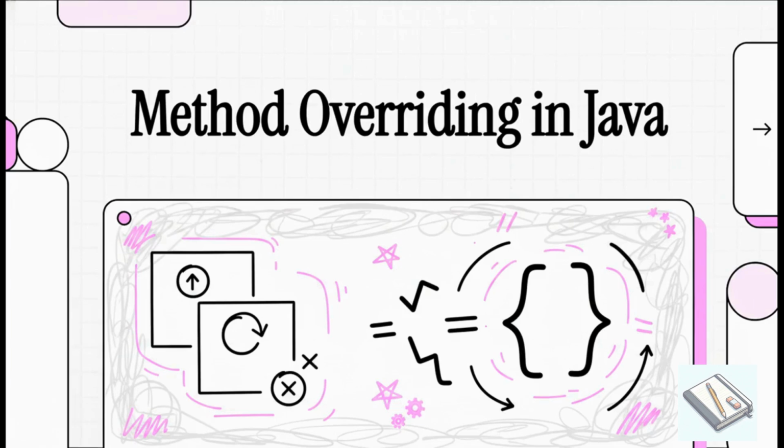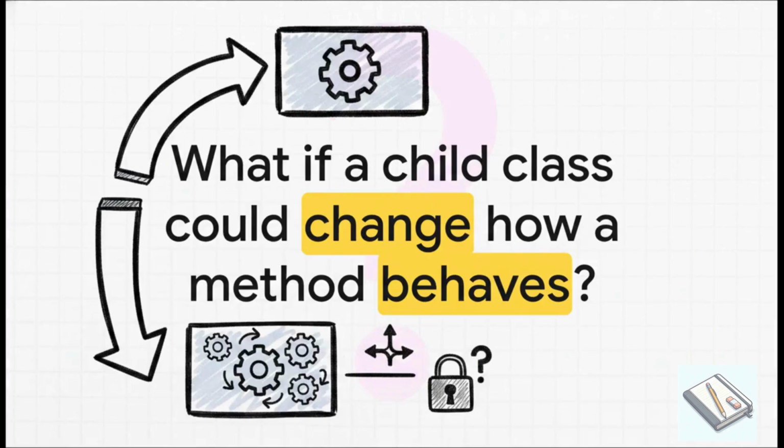Let's dive into a core concept in object-oriented programming, method overriding. It's one of those ideas that, once it clicks, totally changes how you think about building flexible and powerful software. In this explainer, we're going to break down exactly how it works and how a child class can totally redefine the behavior it inherits. So think about this for a second.